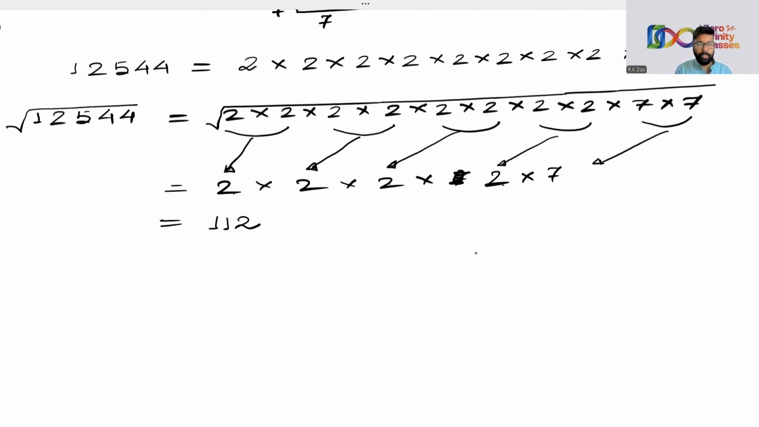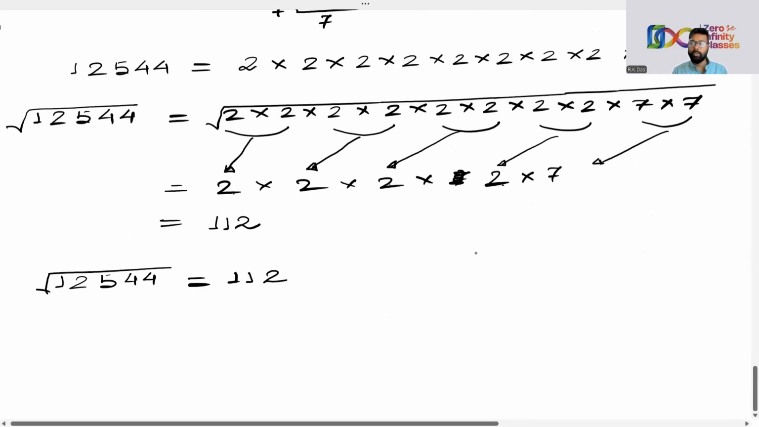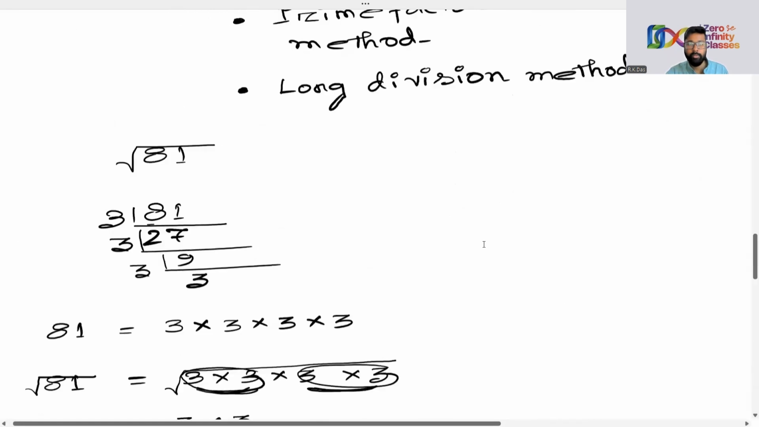112. So I'm writing square root of 12544 is 112. Perfect. So in this lesson, we learned how to calculate the square root by using the prime factorization method. And we learned that a square number always ends with 1, 4, 5, 6, 9, and an even number of zeros. Okay, 1, 4, 5, 6, 9.